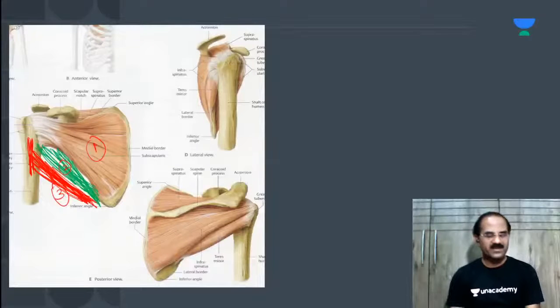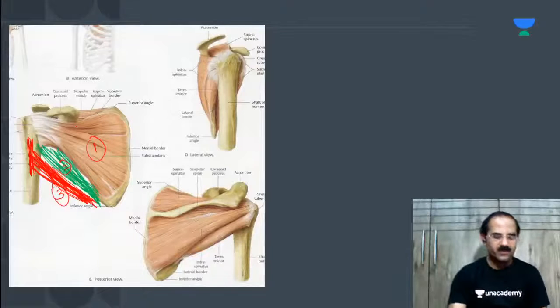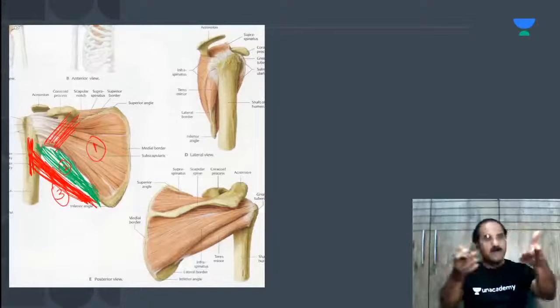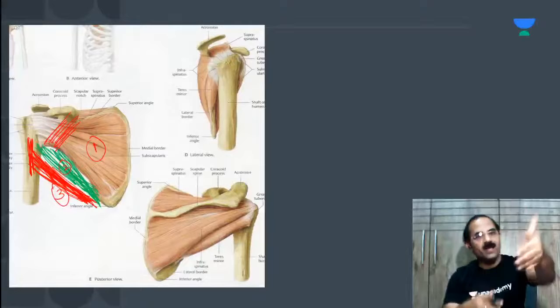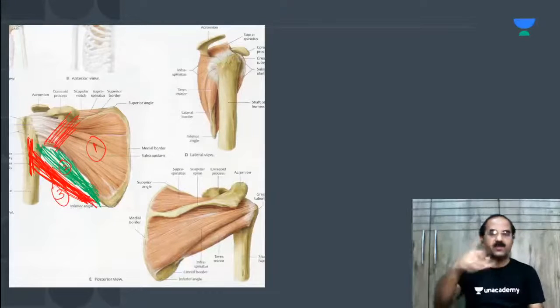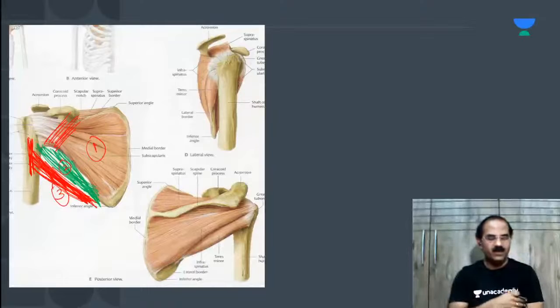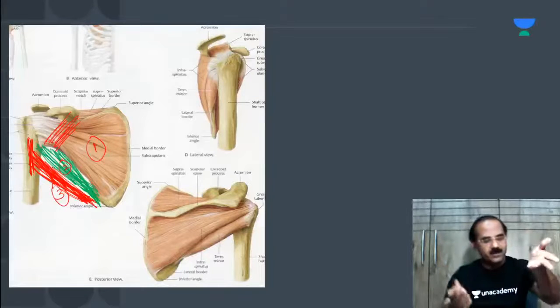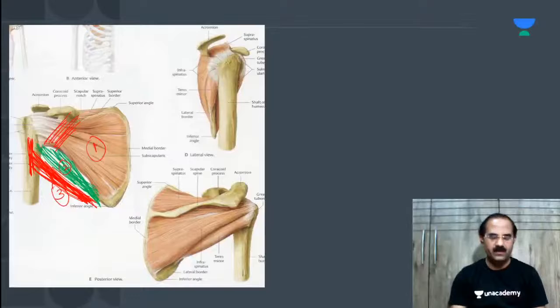Are you following this? No, not 3, my child. I have to open the subscapularis. If I remove the subscapularis muscle from here, behind the subscapularis would lie what? The teres minor. I have to remove the subscapularis, then behind the subscapularis would lie the teres minor.